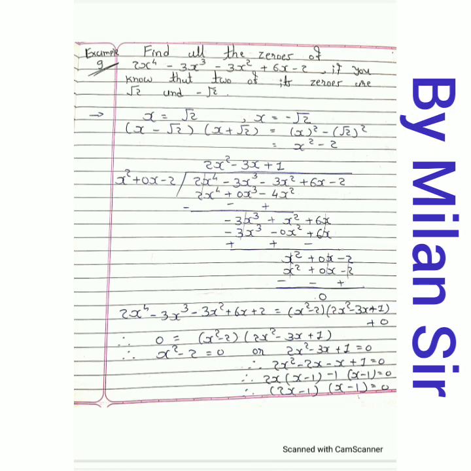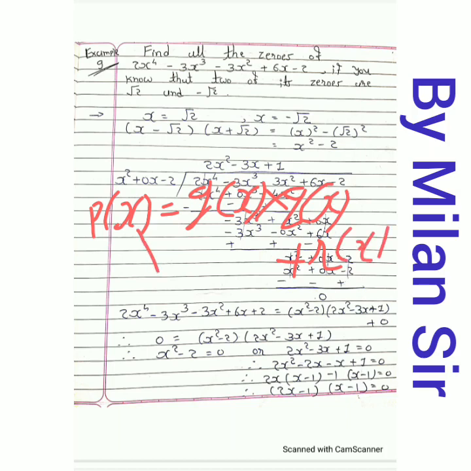Okay. Now use the division algorithm. It is p of x is equals to g of x into q of x plus r of x. So you can write p of x, whatever polynomial is given in p of x: 2x raised to 4 minus 3x cube minus 3x square plus 6x plus 2. Then my g of x, x square minus 2. Then my answer q of x, the quotient that I written here, 2x square minus 3x plus 1, and plus r of x, it's equals to 0.